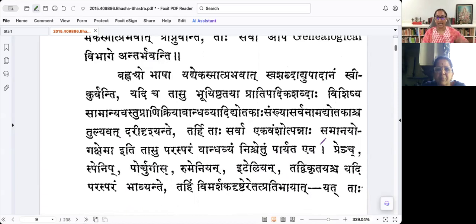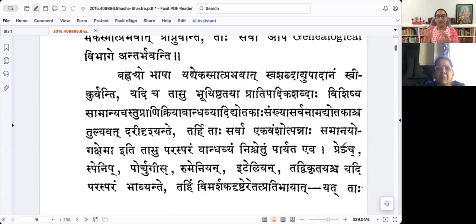बह्व्यः भाषाः यदि एकस्मात् प्रभवात् स्वशब्दादि उपादानं स्वीकुर्वन्ति, then if many languages have taken, like in the modern languages in India, many have taken. In the northern languages, Hindi, Bengali, everything, many root words have come from Sanskritam. If you look at Hindi, Punjabi or some other Pashto, it comes from Persian, Urdu. There are many which have taken from there. So Hindi is one sandwich language between Indo-European and Indo-Iranian languages. It comes from the Persian root also.